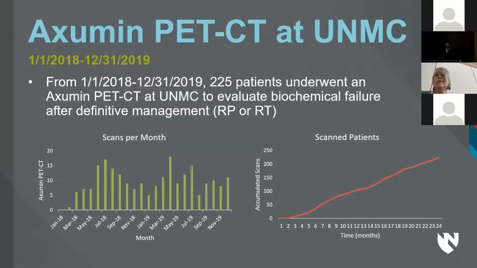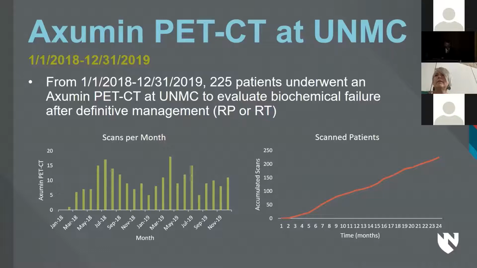So we started using Axumin PET CTs at UNMC in early 2018. And from 2018 until the end of 2019, we had 225 patients that underwent an Axumin PET CT to evaluate biochemical recurrence after definitive management. That could be a prostatectomy or could be definitive radiation therapy. In some cases, it was patients that had a prostatectomy, had already had salvage radiation therapy, and then presented with biochemical recurrence after that treatment.